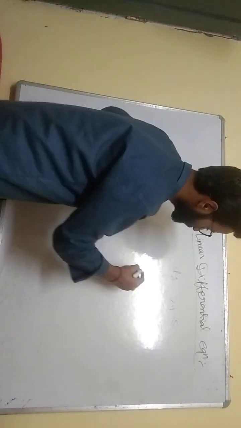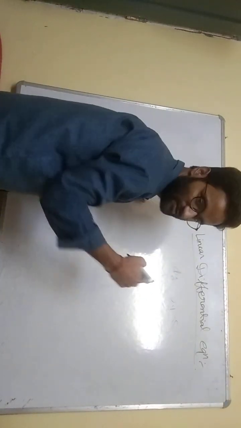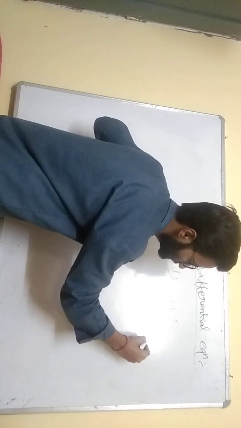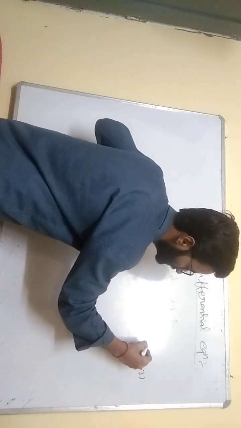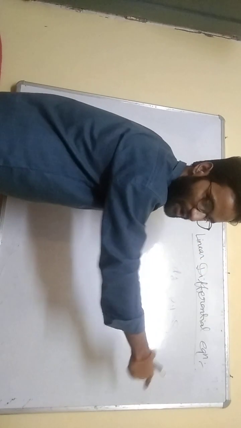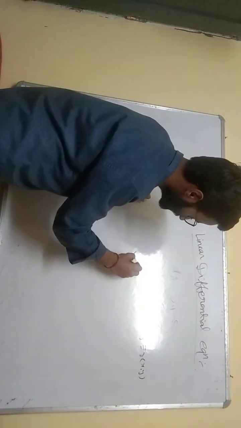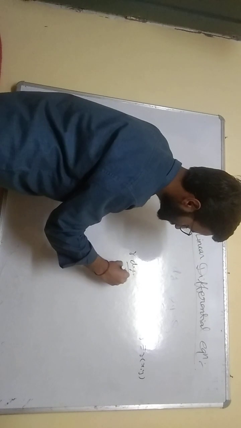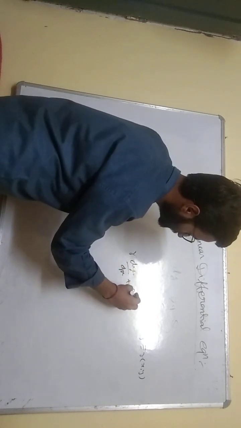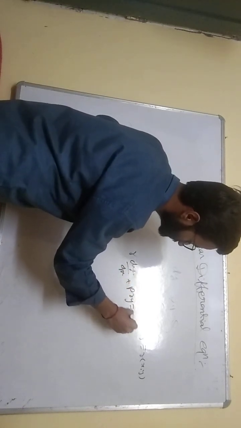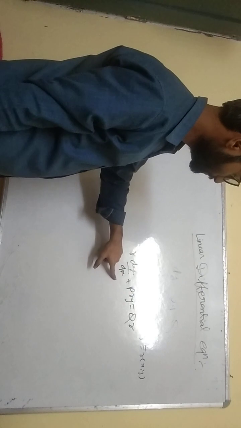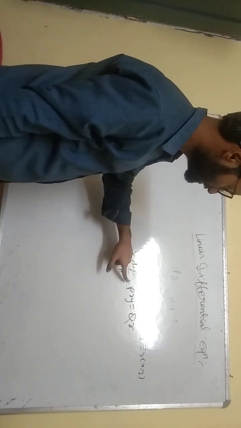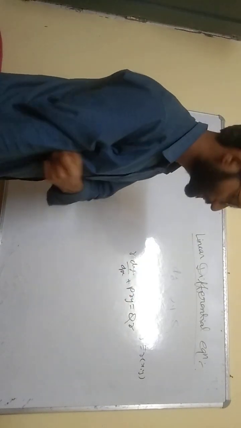Let me explain how. Let's multiply by a function r. You can say r is a function of x comma y. I am multiplying by r: r dy by dx plus p r y is equal to q r. R is the function of x, y. So now we have r dy by dx plus p r y is equal to q r.